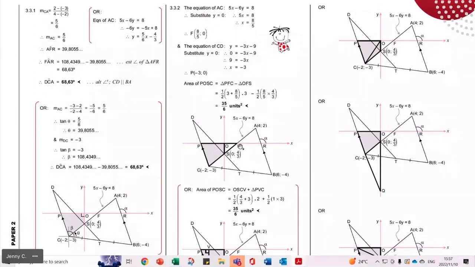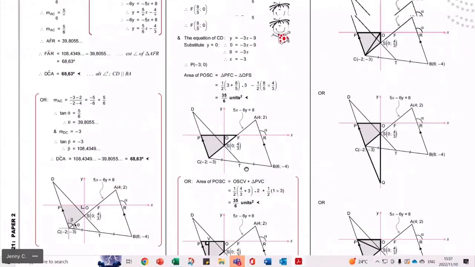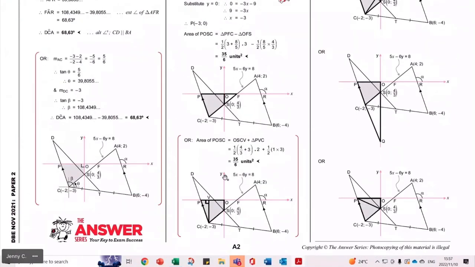So one method is to take triangle FPC. You know the equation of AC, so you can get the coordinate of F quite happily because it's the x-intercept. So you take the area of triangle FPC minus the area of triangle FOS. So there's one way. Second way, you can drop a perpendicular onto the x-axis and you can get the area of a trapezium plus the area of a triangle. And you can do it that way.